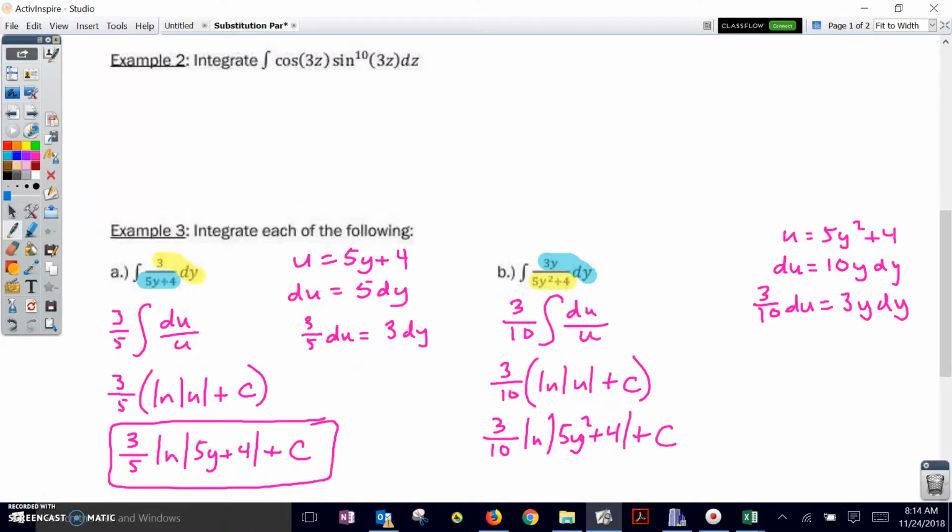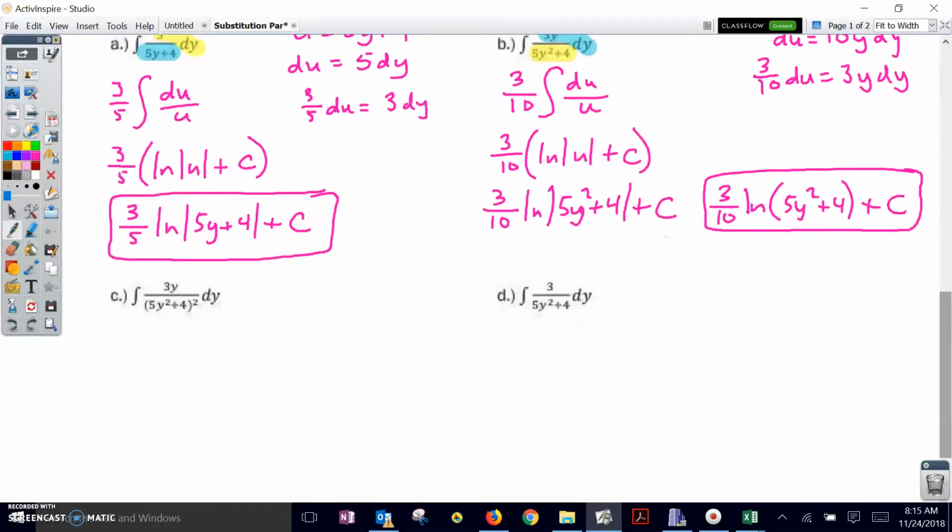And in reality here, the absolute value signs are unnecessary because the quantity 5y squared plus 4 is always going to be positive, and so I could write my integral as this instead. Okay, so far so good. Not too bad. We picked the denominator in both cases. It worked out nicely for us in both cases. We ended up with these natural logs, and we're good to go.